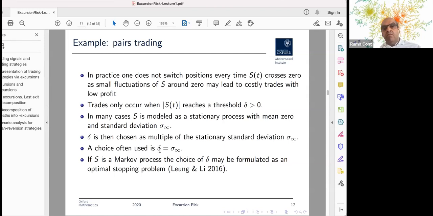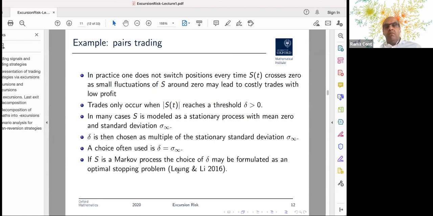In fact, in most empirical papers on pairs trading, a common choice used is one standard deviation. We can use two standard deviations, whatever. So this is a common choice. But there are other people who have tried to look at less ad hoc choices of these thresholds.